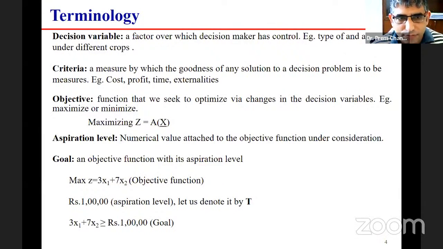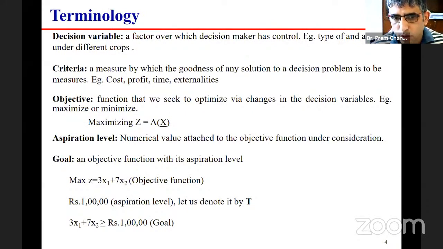And then comes the aspirational levels. When we attach some numerical value to these objective functions, we call it aspiration. Suppose I say I want to maximize net return, and I say that I want to achieve net return of rupees 1 lakh, so it's my aspiration. I want to bring it to 1 lakh rupees. It's my aspiration level. Or I want to reduce my water level to a certain level. These are the aspiration levels.